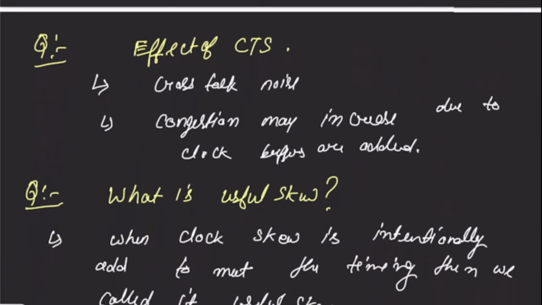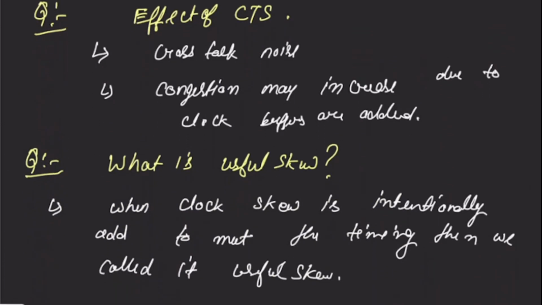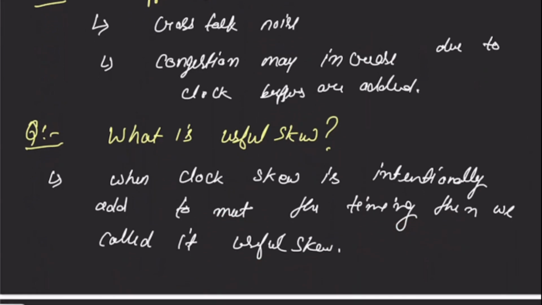Effect of CTS: while doing CTS, some crosstalk will come. Congestion may increase because clock buffers are added. Congestion will increase as we add buffers to balance the clock tree. To minimize skew, we add the buffers. Now, what is useful skew? When clock skew is intentionally added to meet the timing, we call it useful skew. So useful skew is basically added intentionally in the path to fix the timing.